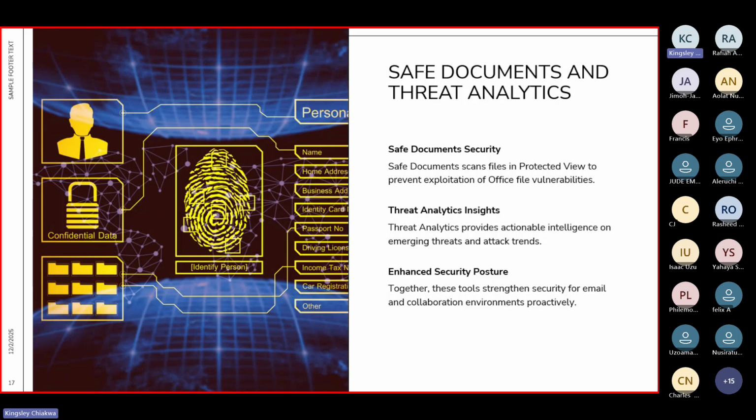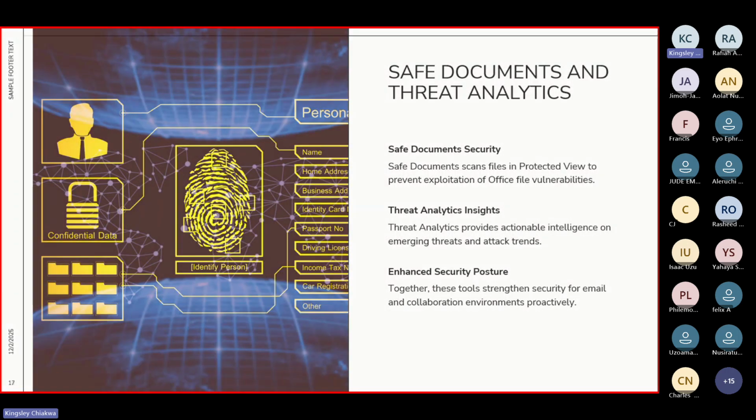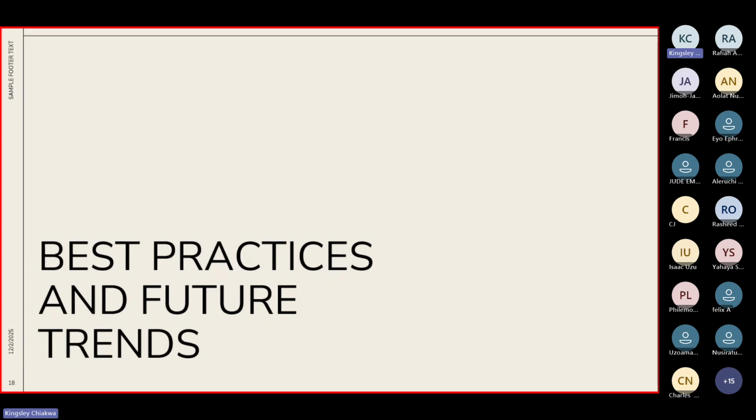Files that are in protected view. There are kinds of files. There are files which not everybody should be able to access. There are normal files and there are protected files. Normal files, everyone can pass around, and protected files should not just be passed around anyhow. So safe documents scans it, specifically because not everybody should be able to access it.